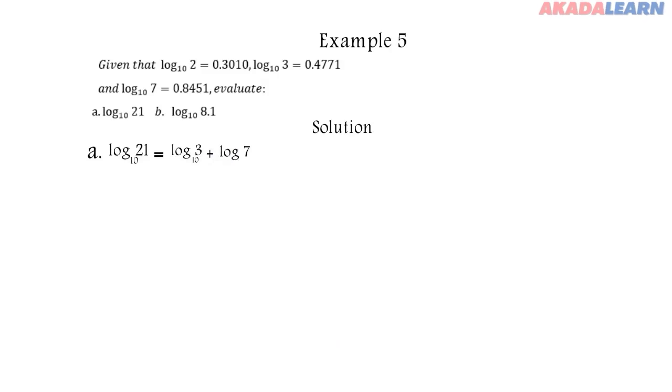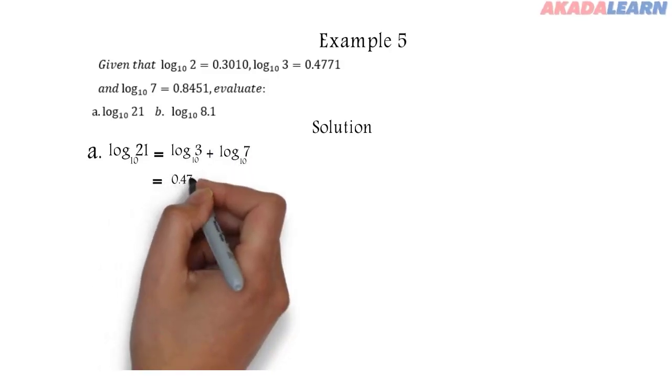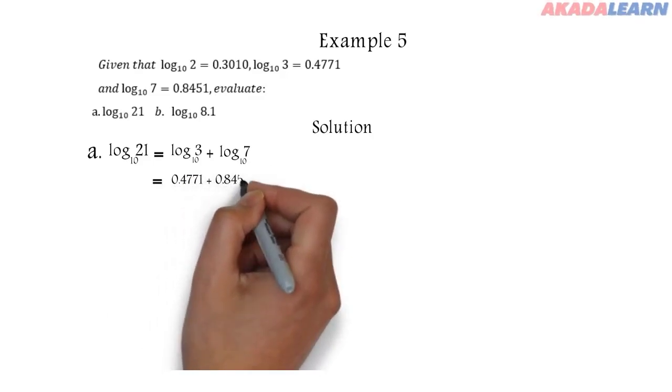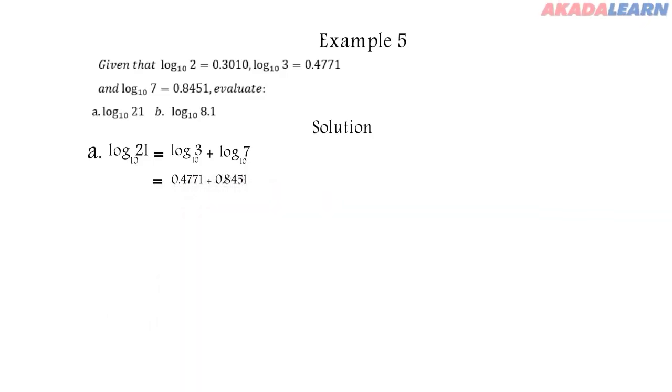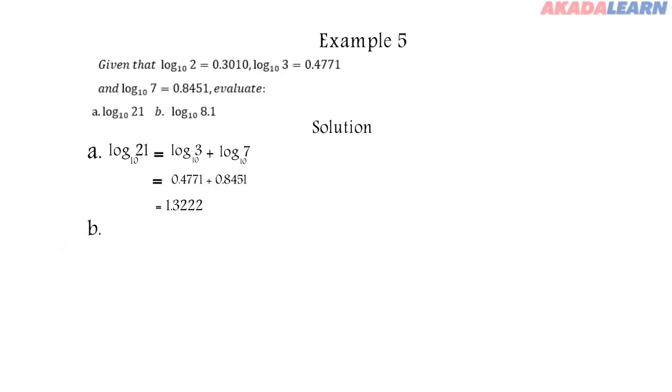So we have applied the addition law there. We are given the value of log 3 base 10, we write it, plus we are given the value of log 7 base 10, we also write it, then we add both of them together. So log 21 base 10 is given to us as 1.3222.